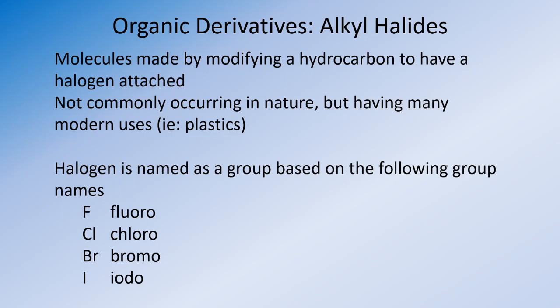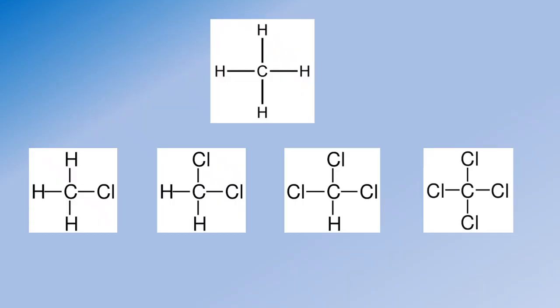Based on the halogen that's been added, you would use a group name, either fluoro, chloro, bromo, or iodo, with the appropriate rules for naming them as groups, as if they're a branch. So as a simple example, let's have a look at what happens when methane undergoes a sequential substitution.